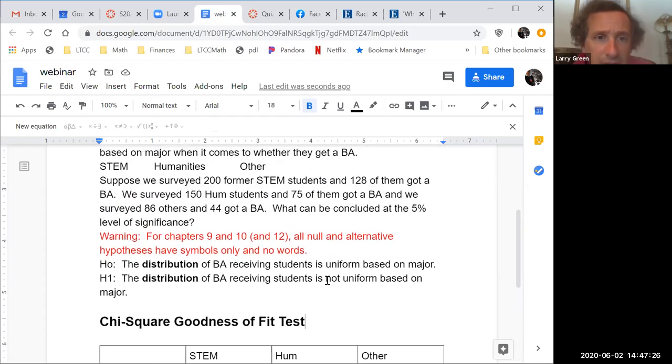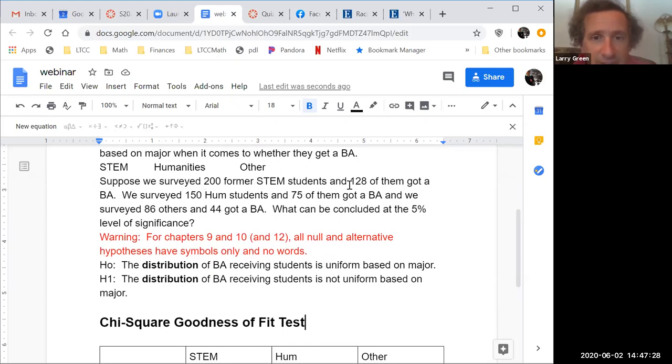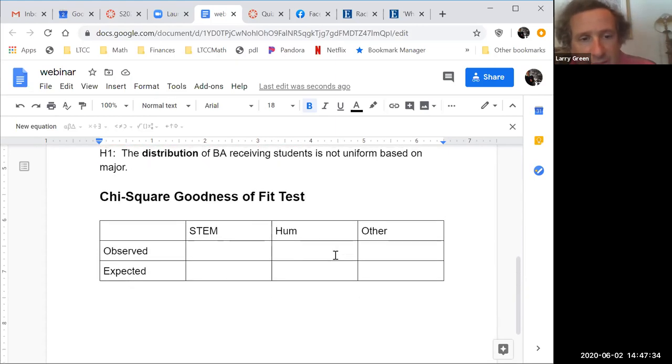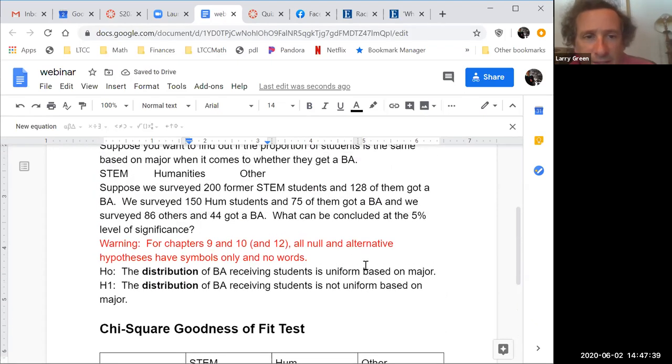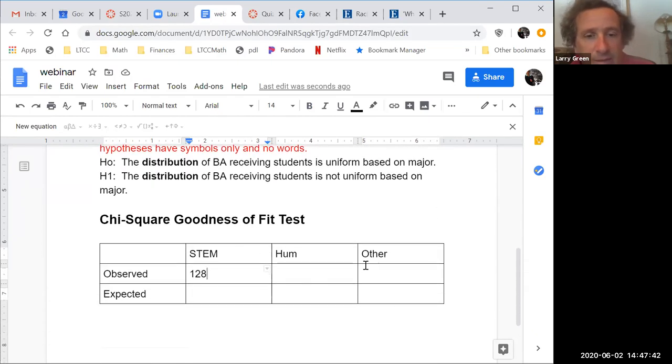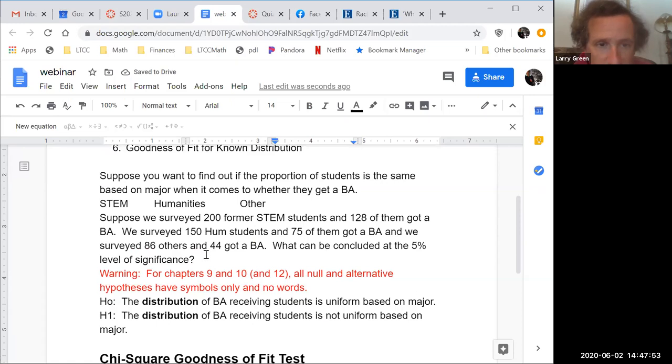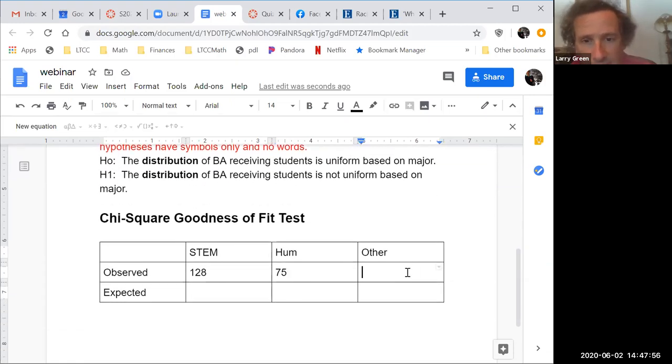Okay, the observed, notice that of the STEM students, 128 of them got a BA. So I'm going to put 128 right there. For the humanities, it was 75 got a BA. And for the others, it was 44 got a BA. Any questions on how I got those numbers in that table so far? They're given. Those are the observed successes.